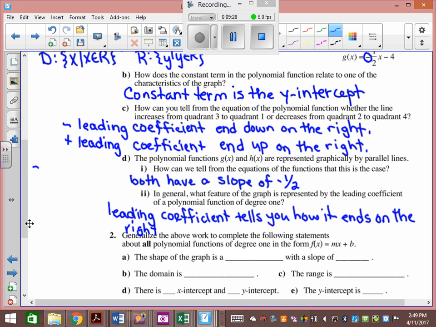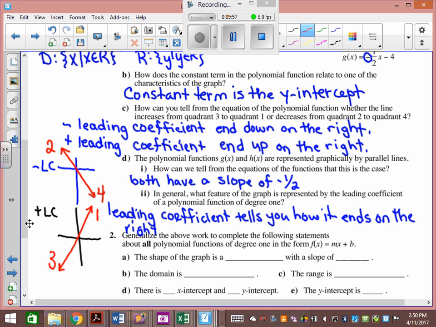So if you had a negative leading coefficient, it's going to go like this. A negative leading coefficient is going to end down on the right, which means it ends up on the left. So this is quadrants 1, 2, 3, and 4. So it's from quadrant 2 to quadrant 4. If you have a positive leading coefficient, it's going to end up on the right, which means it's going to end down on the left. And this is quadrants 3 and 1.